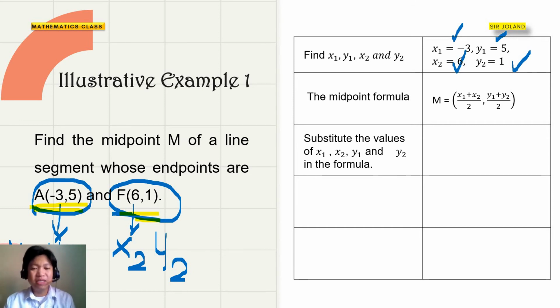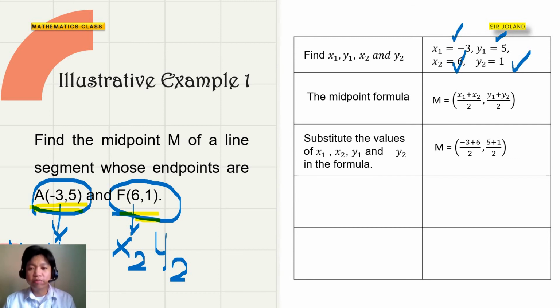Okay? And then, dahil alam na natin kung anong gagamitin nating formula dito, substitute na natin yung values sa ating formula. So, please take time sa pagsa-substitute. Kailangan ay accurate ito. Hindi natin pwedeng pagpalit-palitin yan. So, kailangan ay mailagay natin ng tama yung mga values niya. Okay? So, tingnan natin kung tama ang pagkakapwesto natin ng mga values.